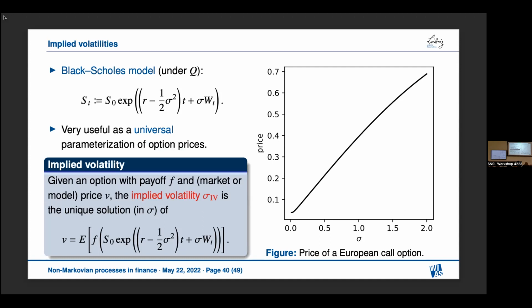Okay. Now, I've already told you that the Black-Scholes model is not very useful. I mean, it's not very accurate, let's put it like this. I claim here it's still very useful.